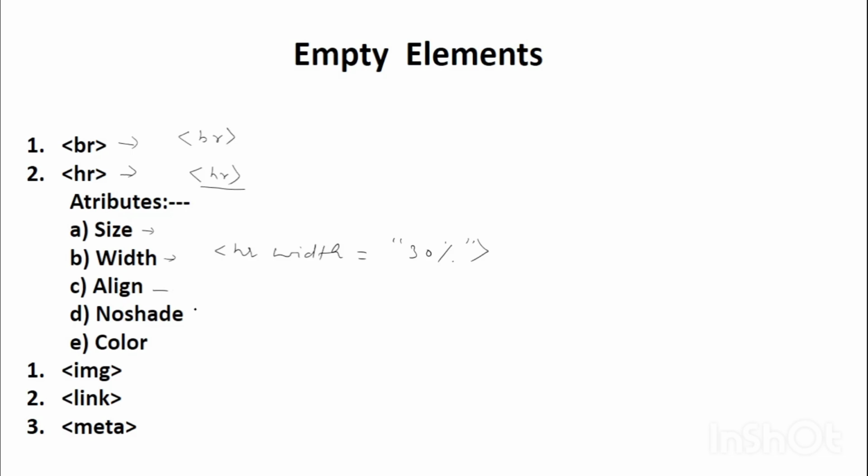Then next is noshade. This noshade produces a 2D unshaded dark gray line. So for this you can write hr and just write noshade. Then last is the color attribute. This attribute will specify or set the color of the line. For example, you can write hr, then color equal to red. This statement will create a horizontal line of red color.